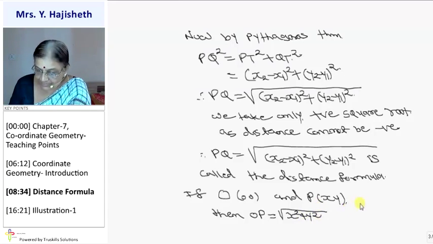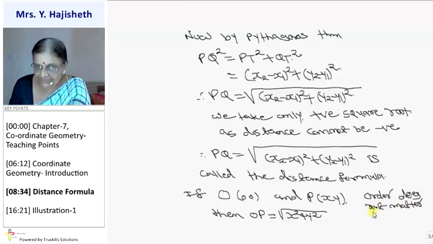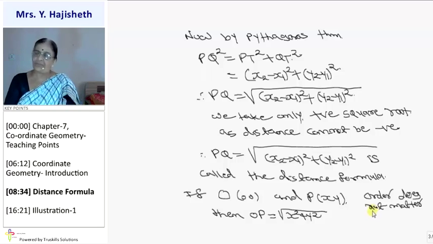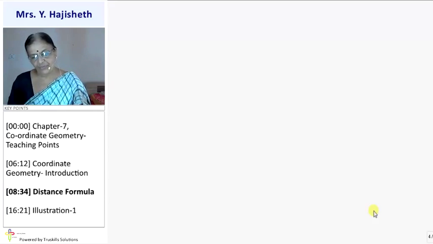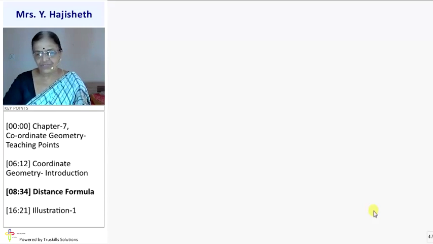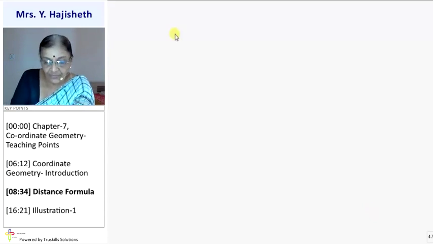Here in this formula, order does not matter. Order does not matter, meaning instead of x2 minus x1 we can take x1 minus x2 whole square also. Square of a positive and a negative number is always positive. So this is called the distance formula. You remember only the formula. The derivation is not in your syllabus.